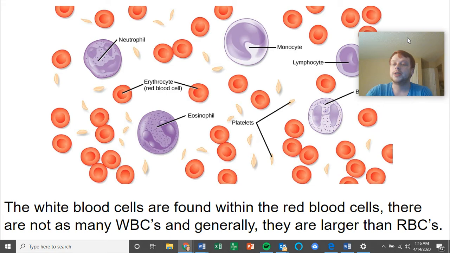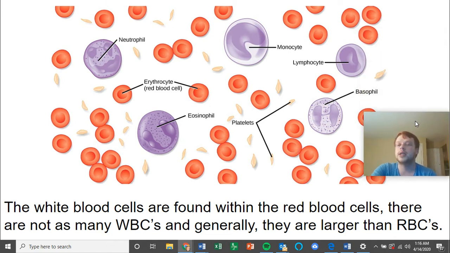So, white blood cells are found in your bloodstream with the red blood cells. There are not as many white blood cells, and usually they're a lot bigger. This is just giving you an example of the different types of blood cells relative to the red blood cell.